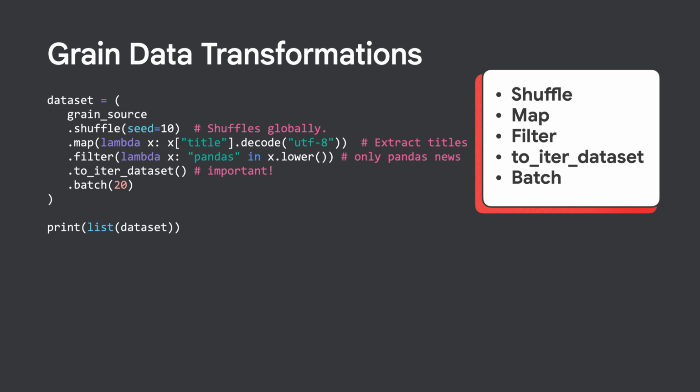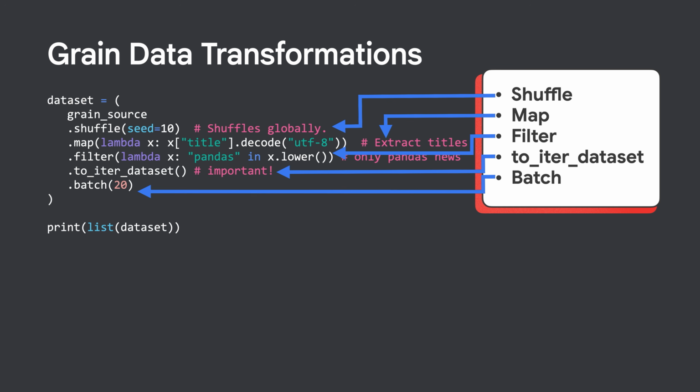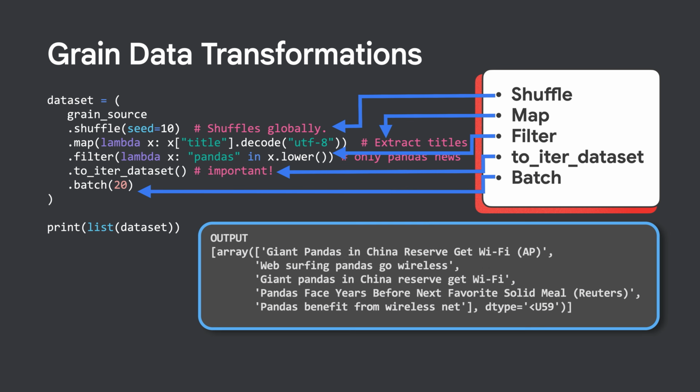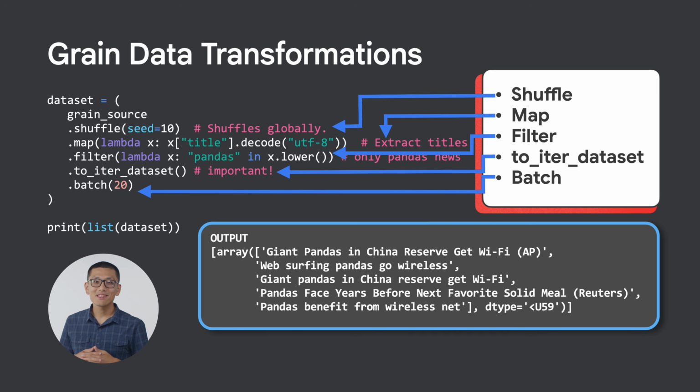I've loaded up a bunch of news headlines with TensorFlow datasets. First, we'll give it a shuffle and pull out the titles of all the articles. Next, we'll search through these titles for news articles about pandas and convert it to a dataset iterator so that we can set the batch size to output the dataset. It turns out, in the entire dataset, there were only a couple of articles about pandas, and most of them are about Wi-Fi. I guess that's just what it takes for pandas to make the news these days.